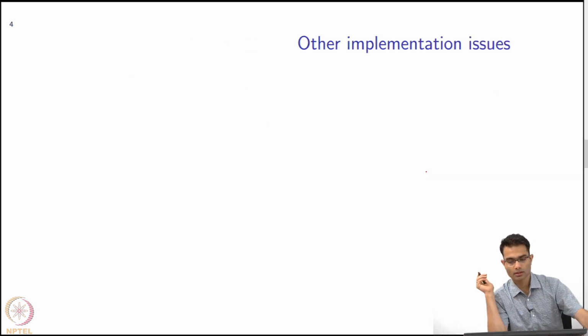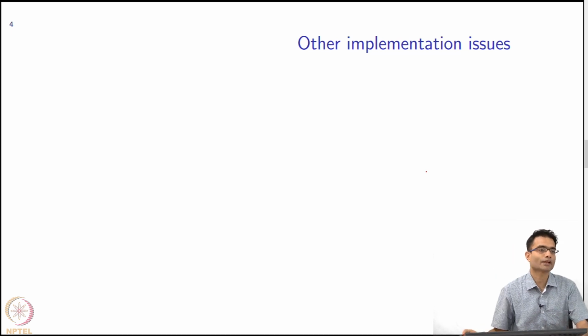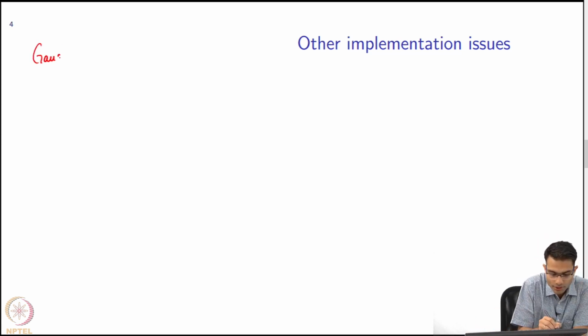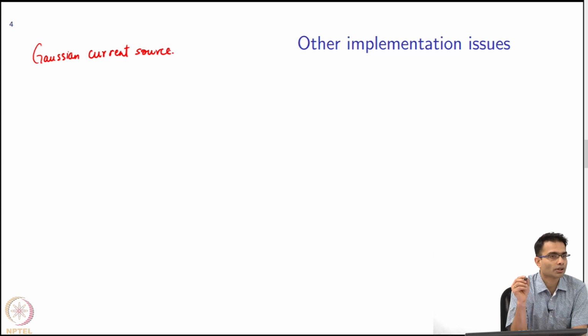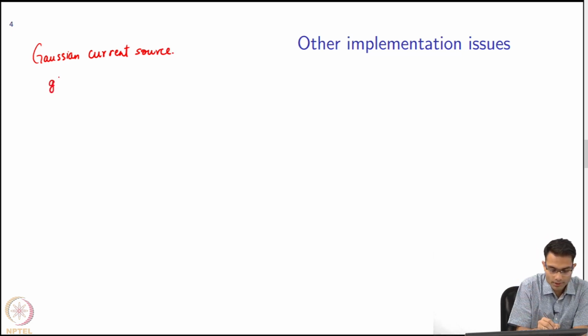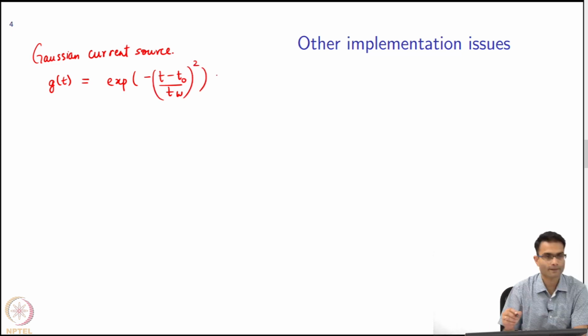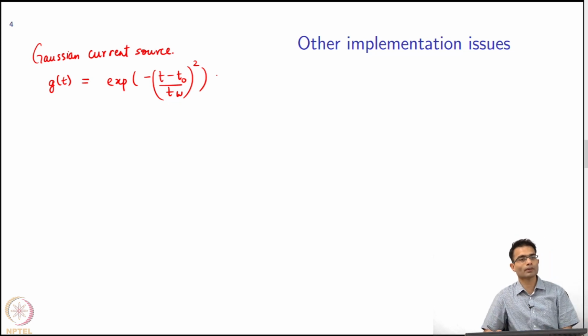So, let's take an example, okay, a popular kind of implementation of a current source, okay. So, you use a Gaussian current source, which is very popular, okay. So, for example, it is a Gaussian, forget the space dependence. Okay. So, by controlling this TW, I can play around with how sharply the current sources are, right.